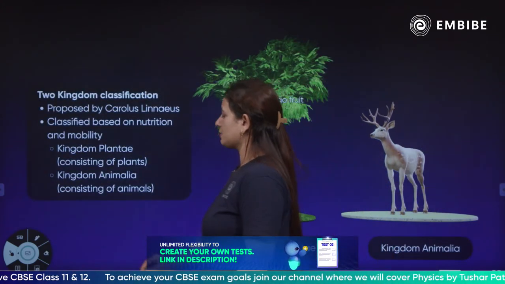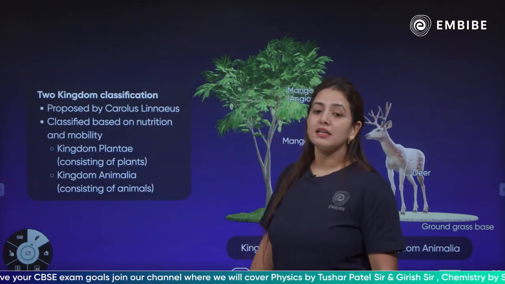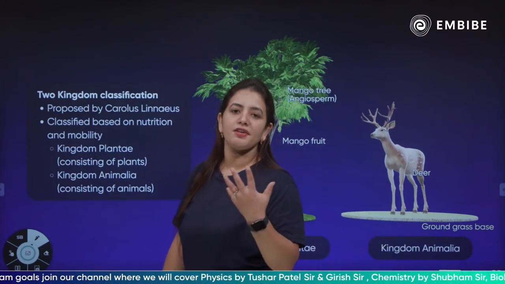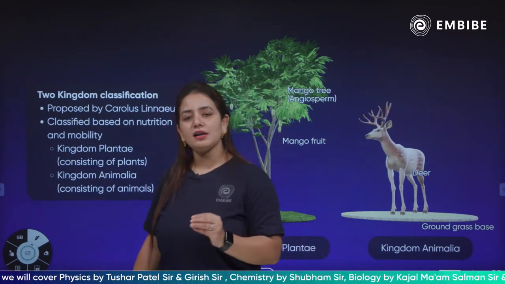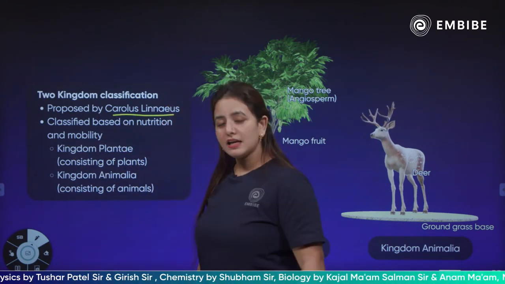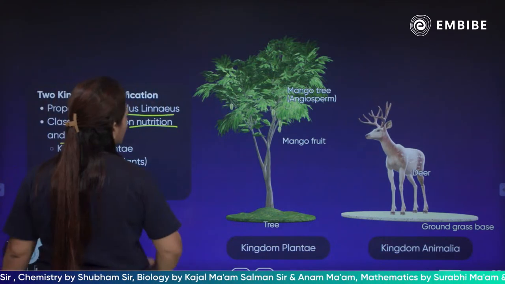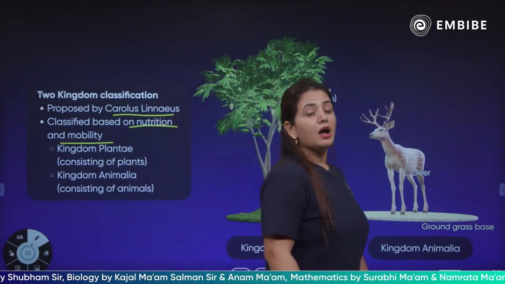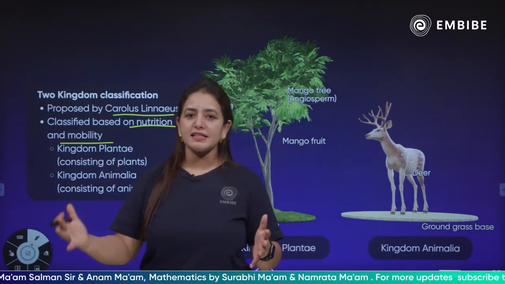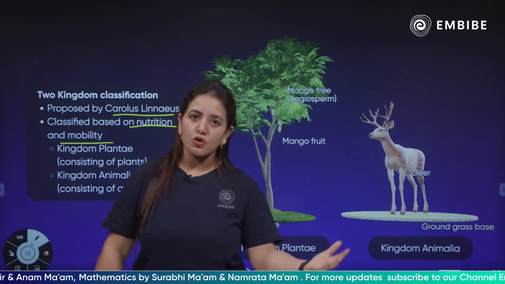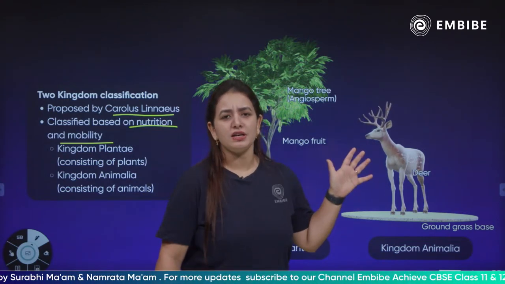the two kingdom classification. After Aristotle, the next attempt was made by Carl Linnaeus. You know, he is the father of taxonomy. He classified on the basis of nutrition and mobility. You learn the word nutrition in the 9th standard and also in the 10th standard. Nutrition is autotrophic, heterotrophic, parasitic, saprophytic. These are all the kinds of nutrition that exist.